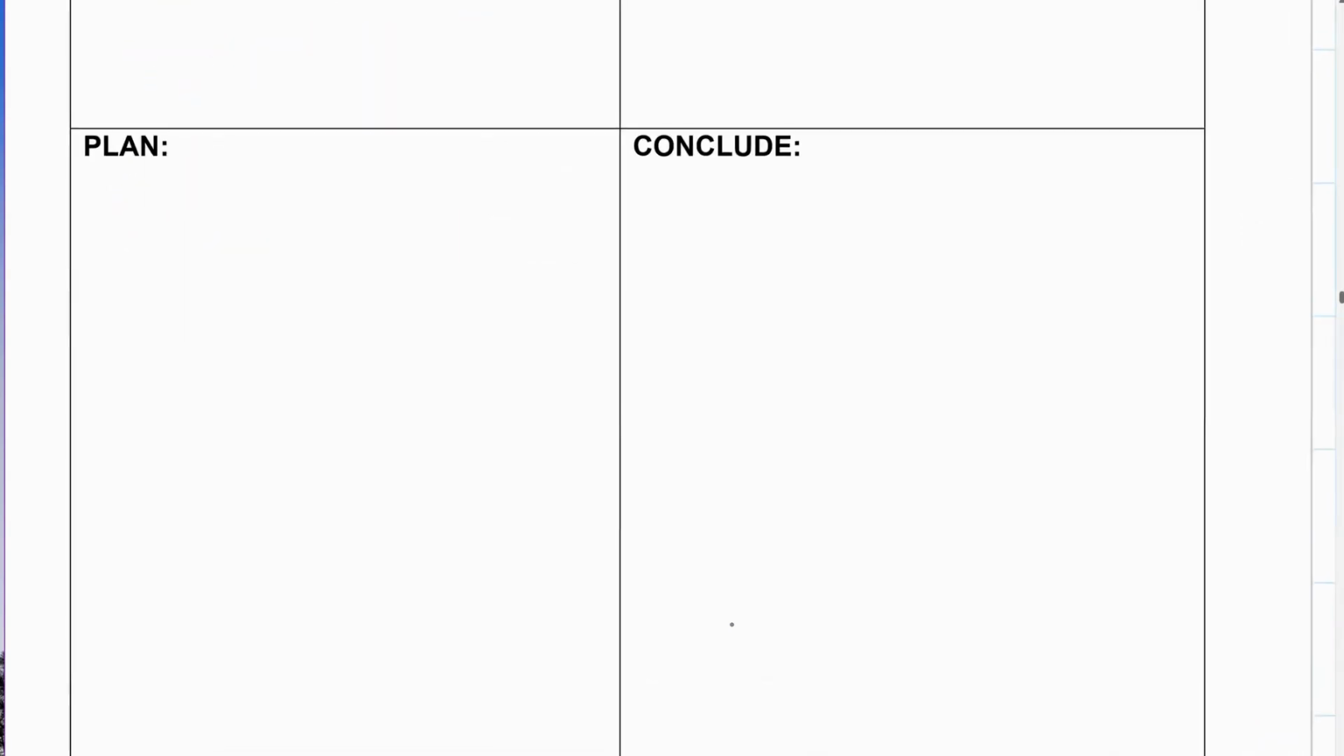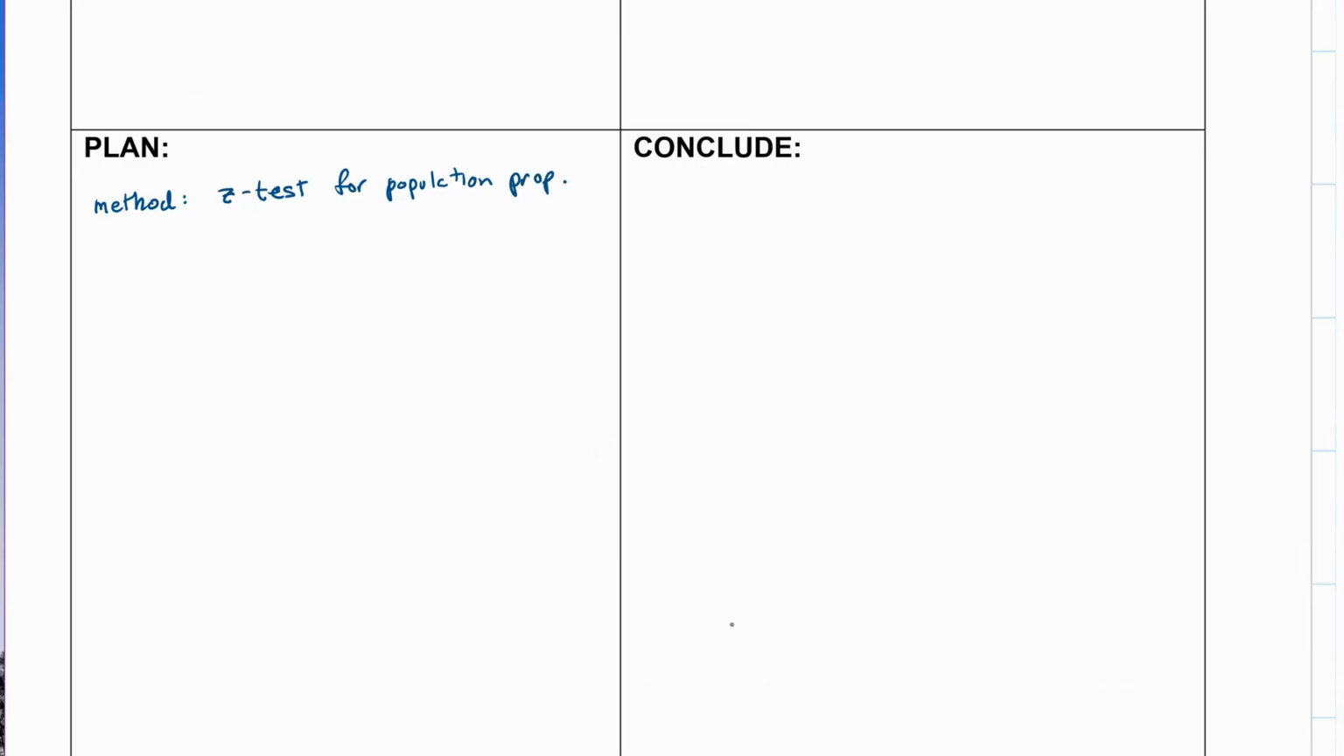What's our plan? Well, our plan is to do the method called the z-test for population proportion. And we have to meet the conditions. So are we unbiased? Well, sample was said to be random, so give ourselves a check mark. We meet that condition. Do we have independence?